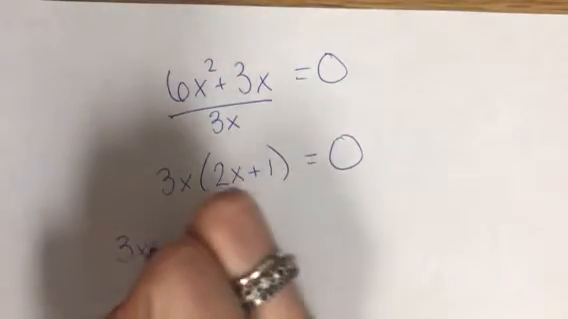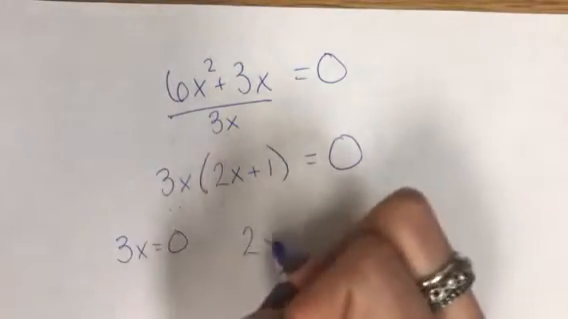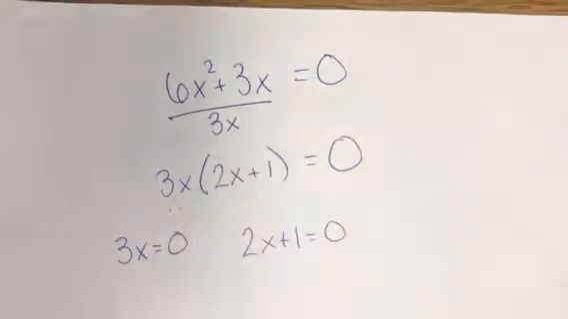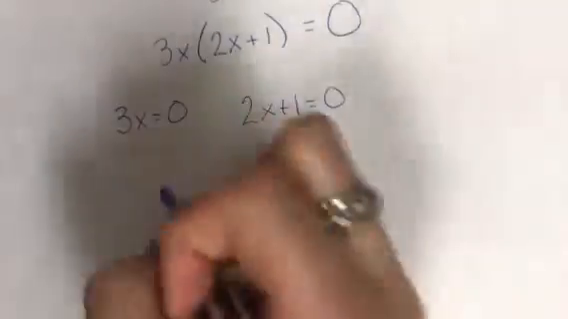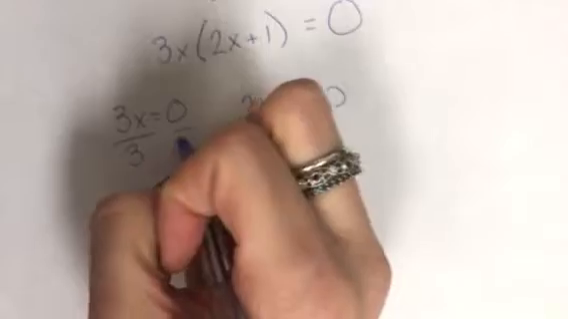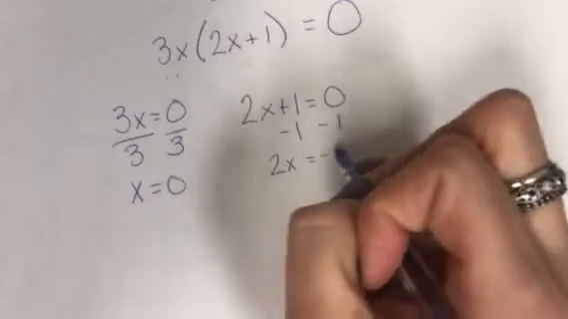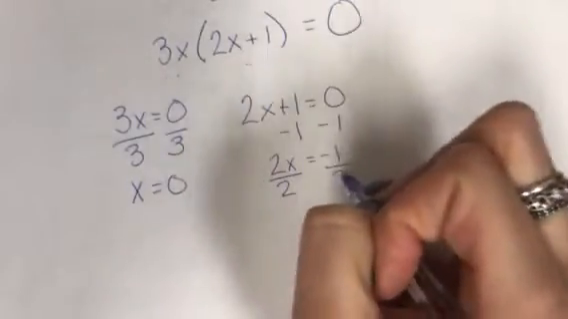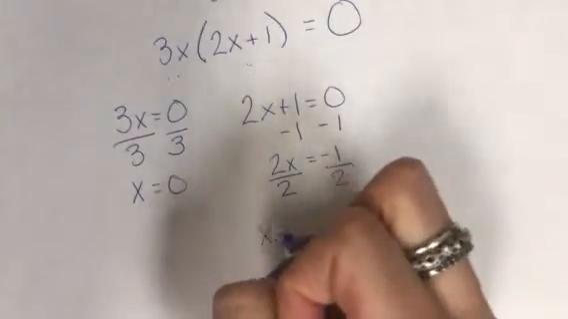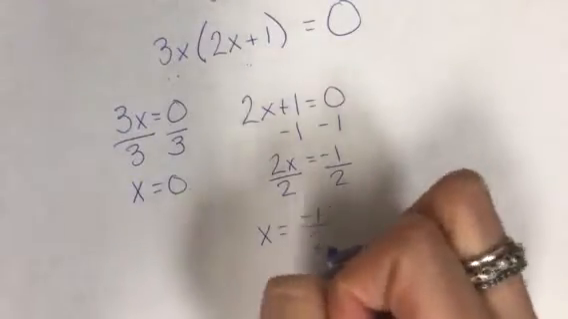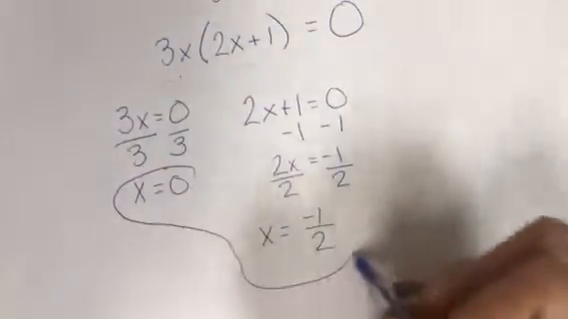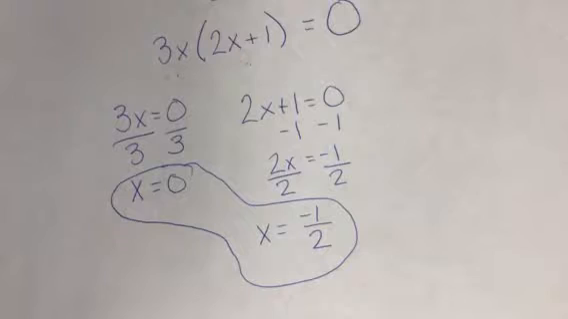So I can set the 3x equal to 0, and I can set the 2x plus 1 equal to 0. Those can both be solved. Again, this is just our basic solving equation rules. If you're not sure how to solve these, then you would need to go back and look at how we solve equations. We'll get answers of x equals 0 and x equals -1/2.